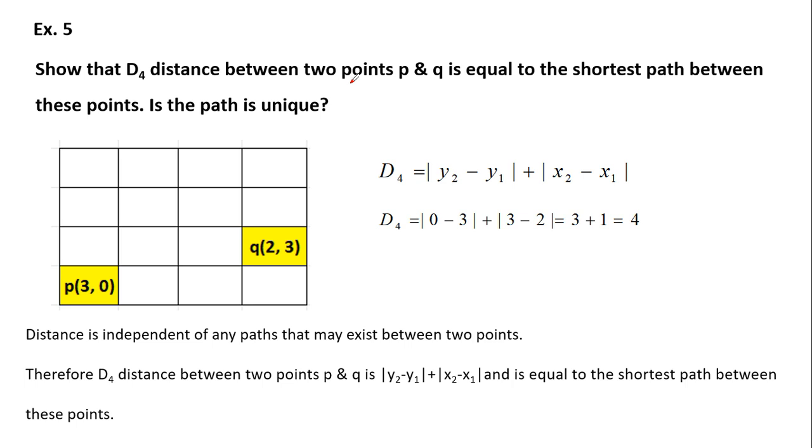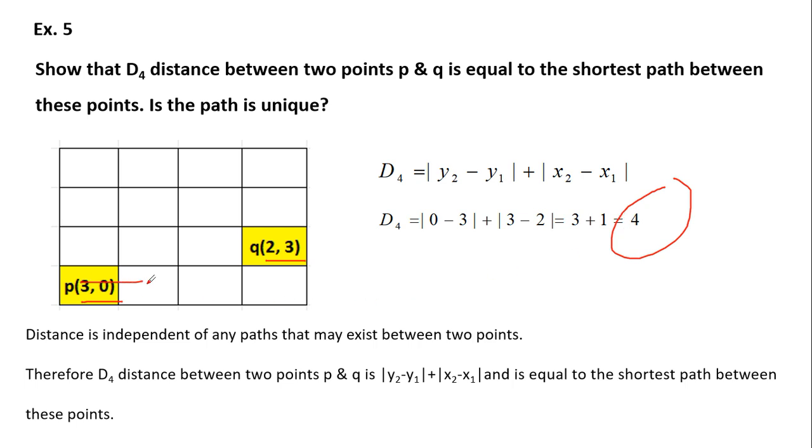Show that the D4 distance between the 2 points P and Q is equal to the shortest path between these points, where the path is unique. So for illustration, 2 pixels are taken. This is 3, 0 and this is 2, 3. When we take the D4 distance, we are getting the answer of 4. That is 0 minus 3 and 3 minus 2. Their absolute distance is 4.